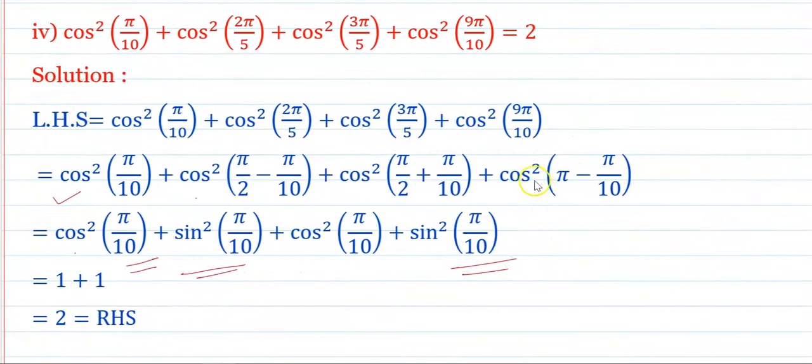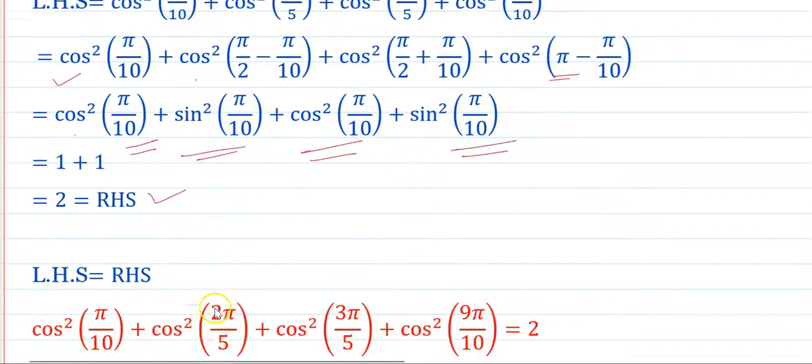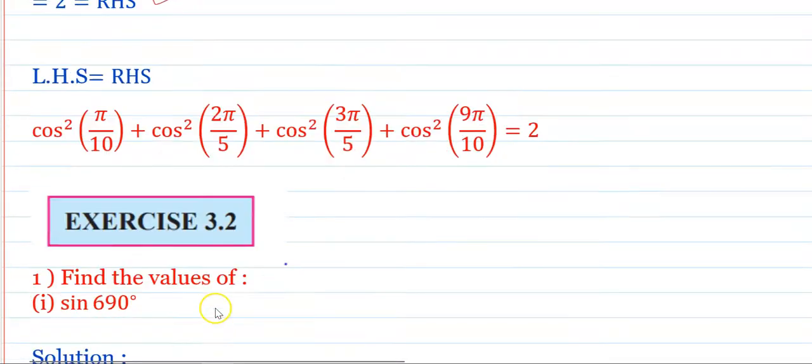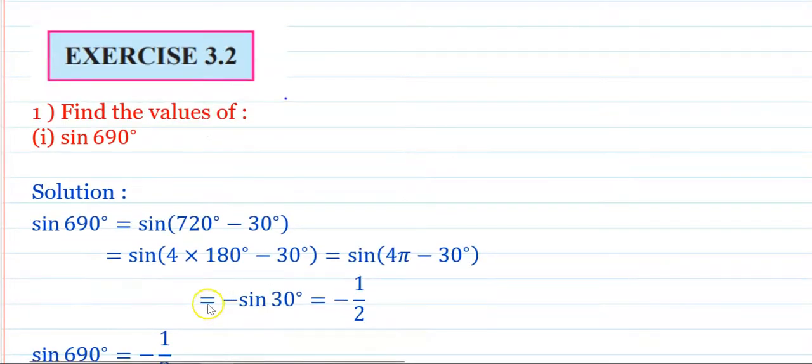Okay. Next, cos square pi minus pi by 10. As there is a pi angle, the function remains as it is. And hence it is cos square pi by 10. And therefore, cos square pi by 10 plus sin square pi by 10 is 1. Cos square pi by 10 plus sin square pi by 10 is 1. 1 plus 1, then you will get 2. And hence LHS is equal to RHS. And hence the result is proved.